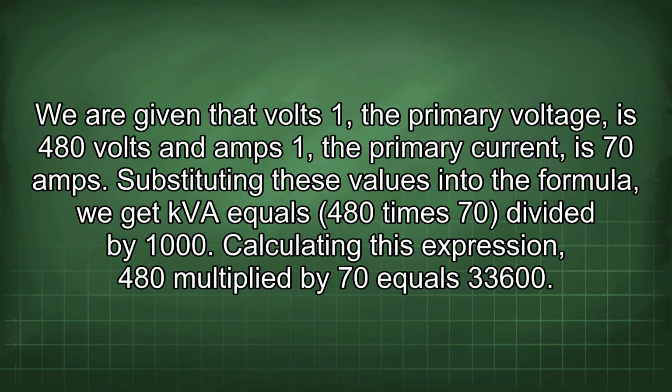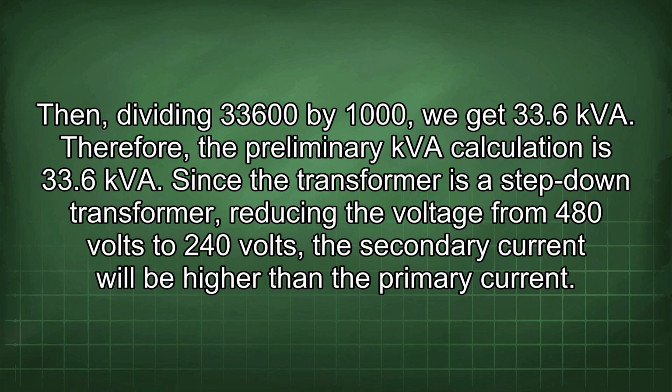We are given that volts 1, the primary voltage, is 480 volts and amps 1, the primary current, is 70 amps. Substituting these values into the formula, we get kVA equals 480 times 70 divided by 1000. Calculating this expression, 480 multiplied by 70 equals 33,600. Then, dividing 33,600 by 1000, we get 33.6 kVA. Therefore, the preliminary kVA calculation is 33.6 kVA.